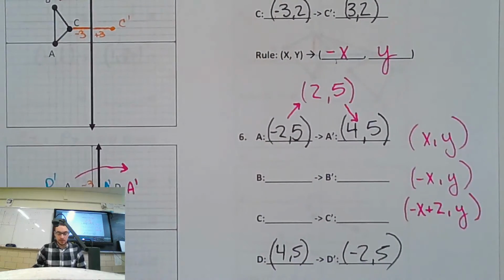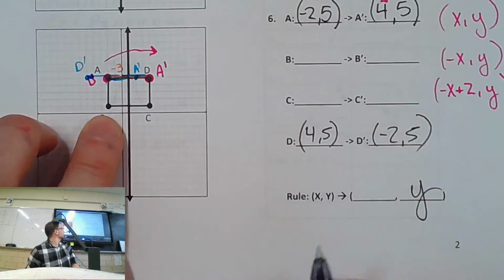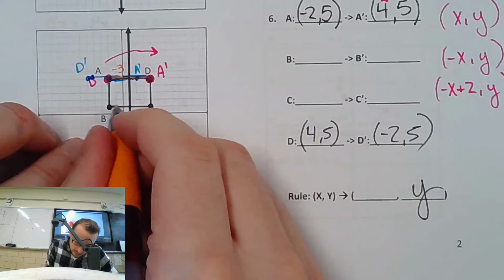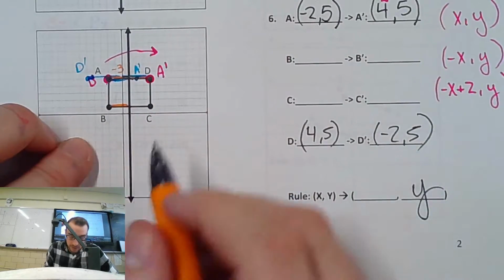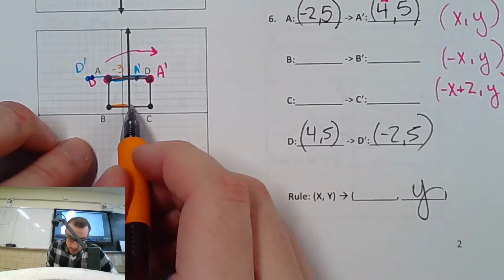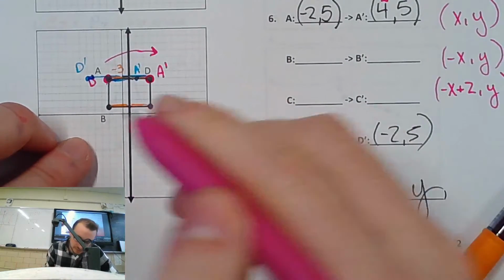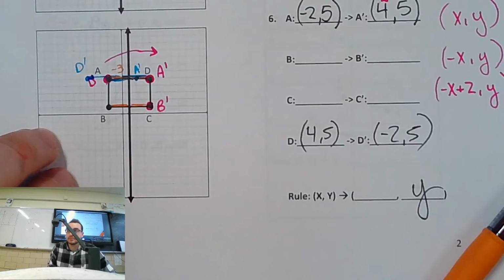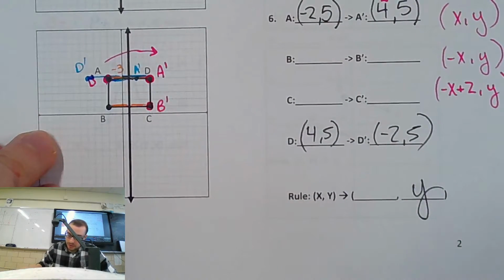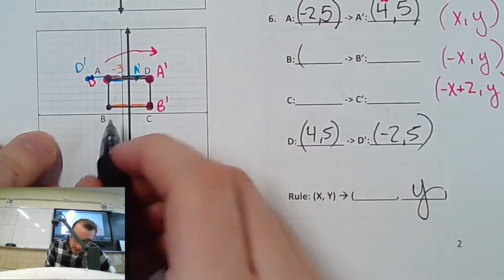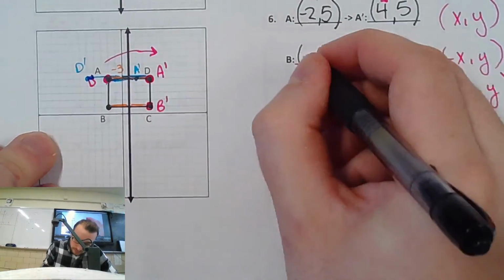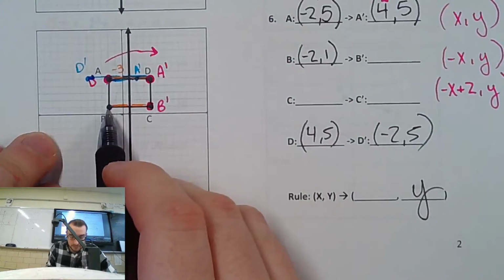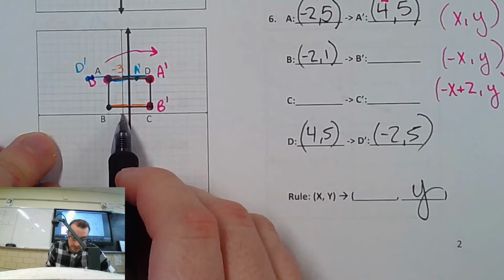Let's try this again. Let's look at B. Here's B. B prime. Well, B is 3 away from our line of reflection. So it's going to be 3 away on this side. Again, it's going to change spots with C. So that's where B prime is going to go. Is everybody cool with that? Okay. So let's write down those coordinates. B from the origin, negative 2, 1. Again, not from the line of reflection, from the origin, negative 2, 1. B prime from the origin is 4, 1.